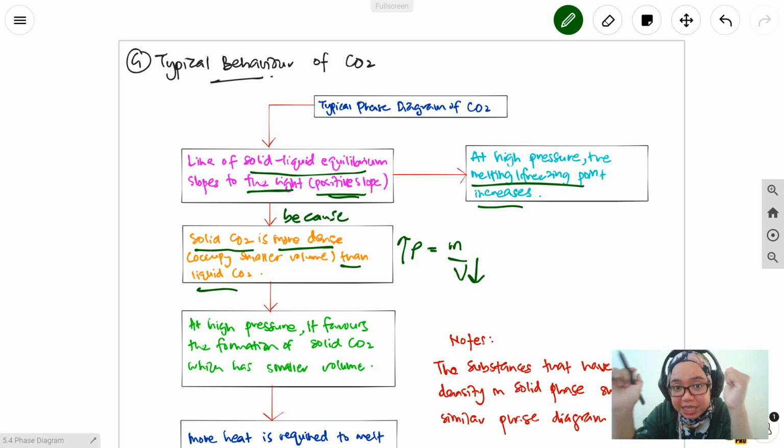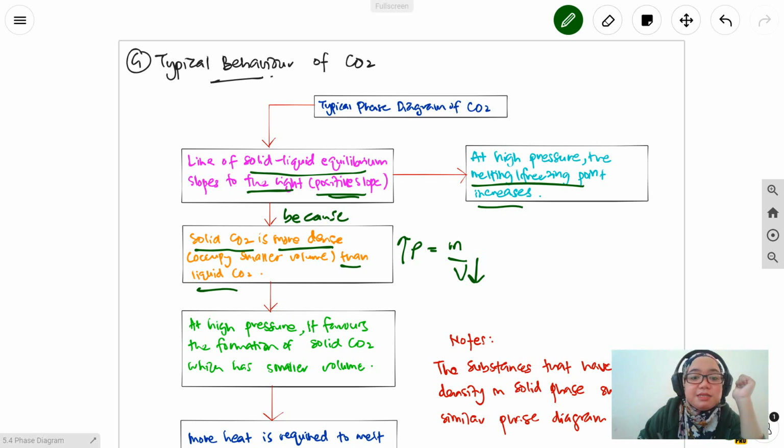Okay. Tapi, kalau slope dia, kalau dia punya solid tu lagi more denser. Okay, kalau solid carbon dioxide ni more denser, dia occupy smaller volume. So, dia lagi favor untuk form solid. So, line tu akan ke arah kanan. Sebab dia nak bagi besarkan lagi region solid tu. Okay, boleh faham?